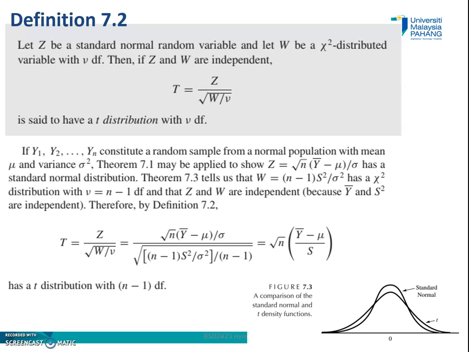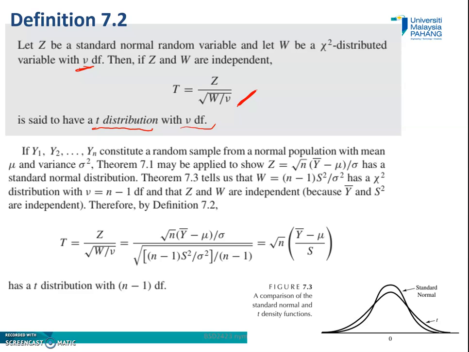Okay, so now we have another definition, 7.2. Let z be a standard normal random variable and let w be a chi-square distributed variable with nu degrees of freedom. If z and w are independent, and you have this function variable t equal to z over the square root of w divided by nu, this will follow the t distribution with nu degrees of freedom. So here is very important.